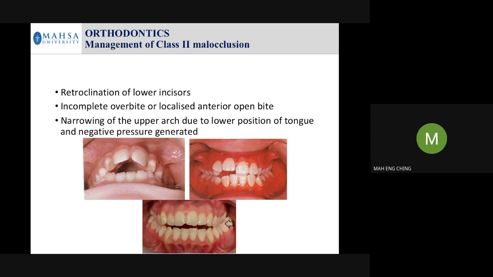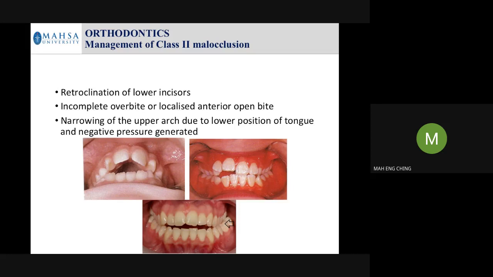So this thumb sucking habit also causes retroclination, pushing the lower incisor backward, incomplete overbite, and sometimes localized, like I say, either the left side or the right side anterior open bite. Then they also cause a narrowing of the upper arch due to the lower position of the tongue and negative pressure generated. So if you're taking shower or you are free, then you have a clean tongue, then you try to put your tongue in your mouth, then you try to suck using your buccinator, then you'll feel the pressure from the buccinator pushing the upper teeth inward.